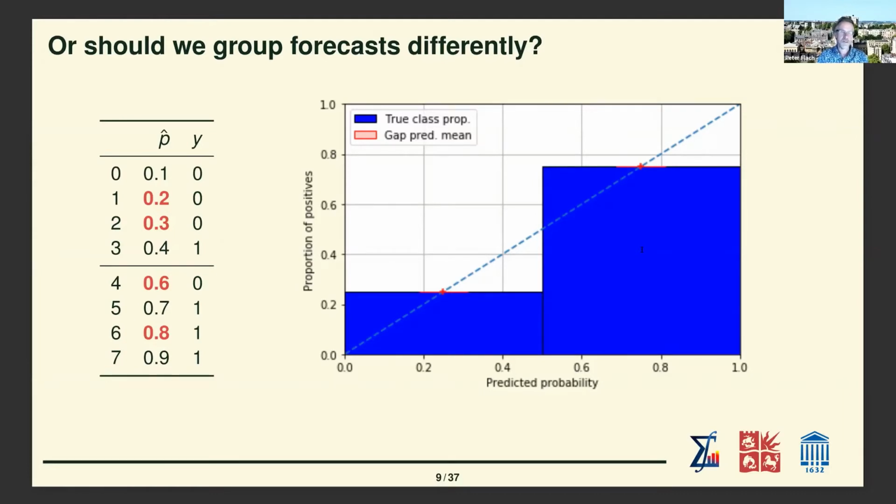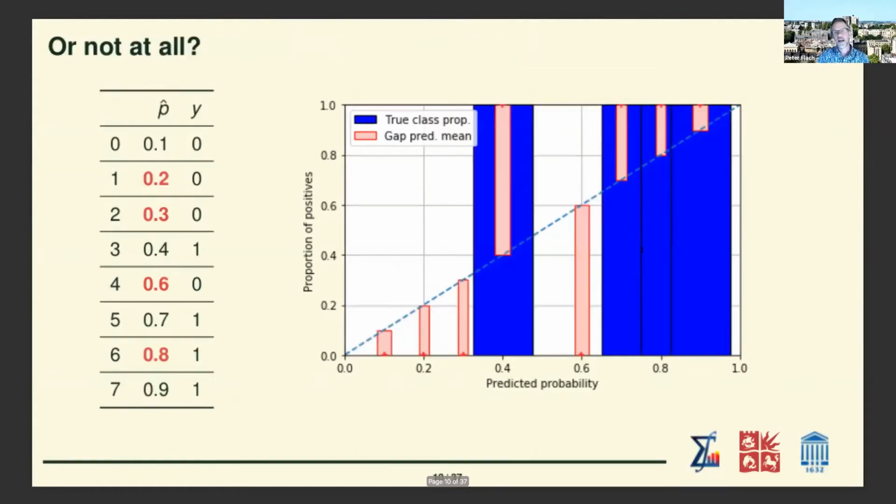Or alternatively, I could just say, no, every distinct predicted probability gets its own group. And then we get something like this. In this case, if every prediction gets its own group, then the average y, the empirical probability, is always going to be 0 or 1. Okay? So I'm just raising this to demonstrate that there is something a bit tricky here. It's not all that straightforward.